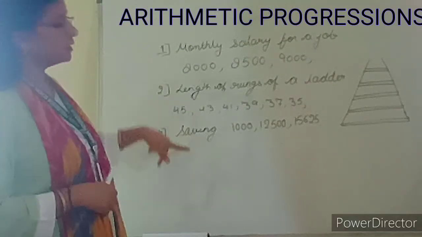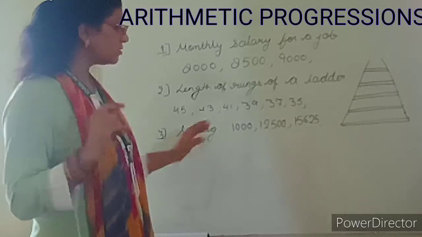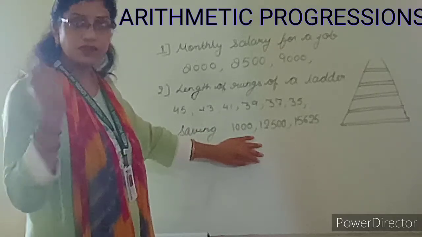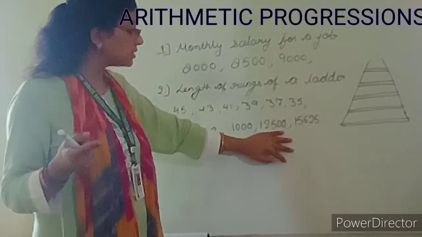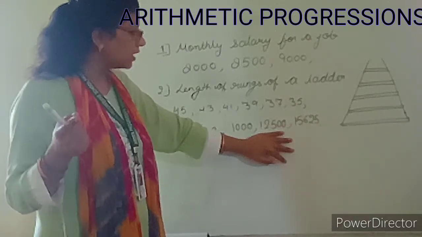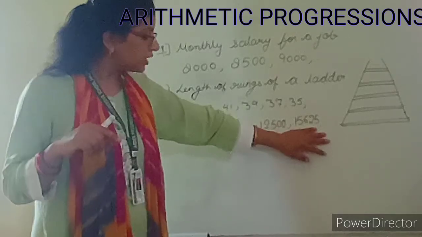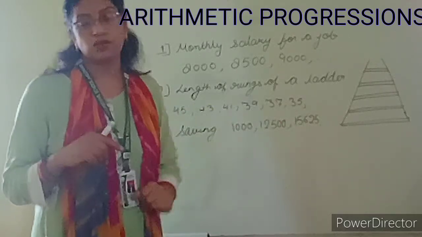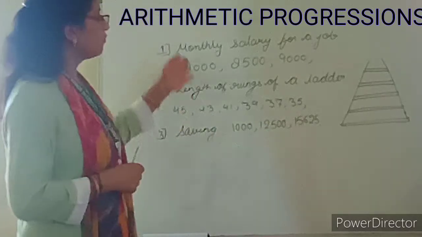And the third example is saving. You are doing a saving for the first year of 1,000 rupees. Then your savings become, in the second year, 12,500 rupees. Then 15,625 rupees. Your savings are going on increasing. So these are a few examples.